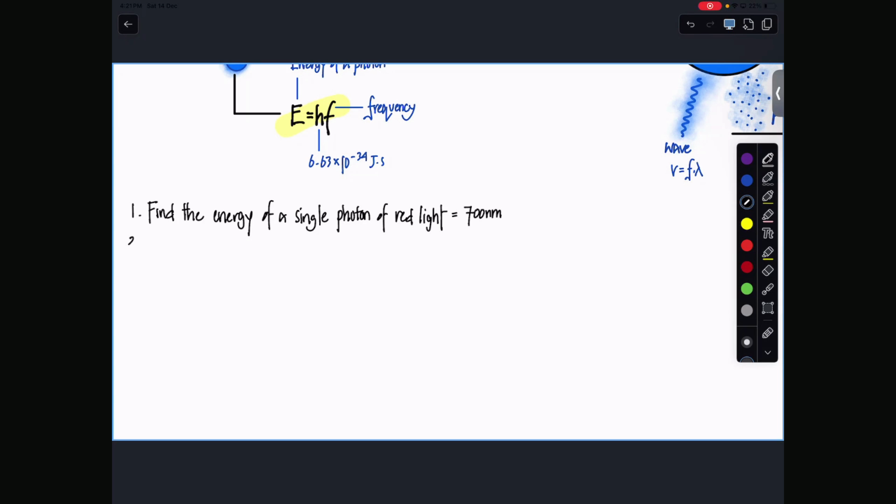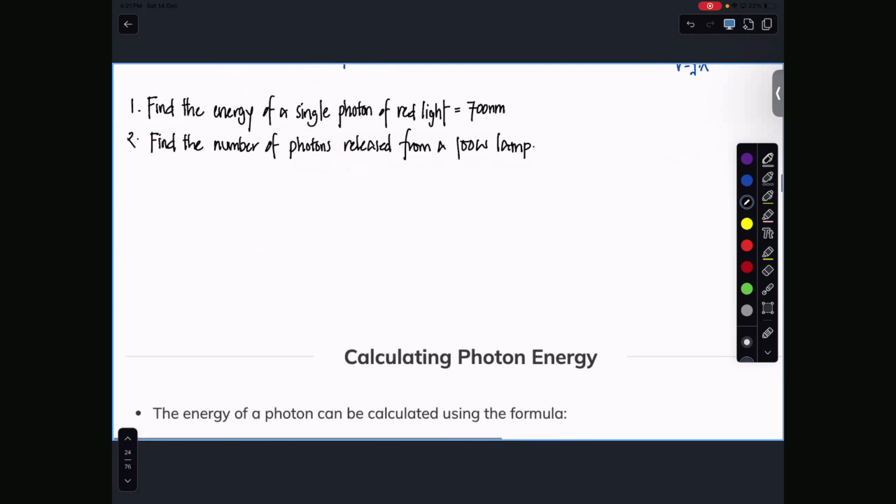The follow-up question is advanced. So there's no middle ground here. It's very basic or it's quite advanced. Question: find the number of photons released from a 100-watt lamp, the same red light. If it is 100 watts, how many photons will come out? We have to find that. So how do we do these two maths? If you can do these two maths, we can move on to the next part.